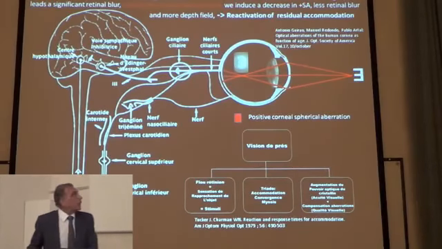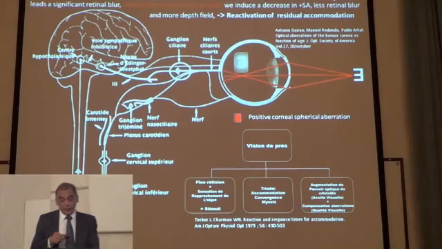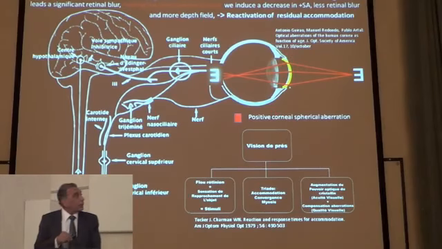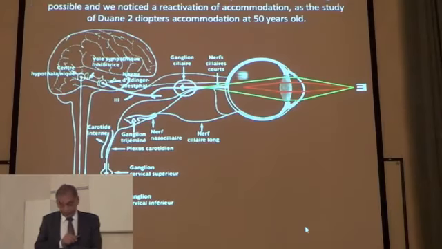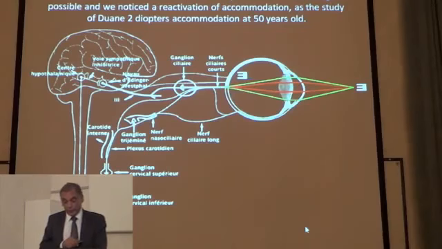So, what is the principle of our treatment? According to our research on presbyopia, the increase in corneal spherical aberration is tied to age, and leaves a significant retinal blur, as you can see here. Making the cornea more prolate, we induce a decrease in spherical aberration with the asphericity, less retinal blur, and more depth of field. And with this kind of image, normally with the brain, we receive a better image, we can normally have a better accommodation.